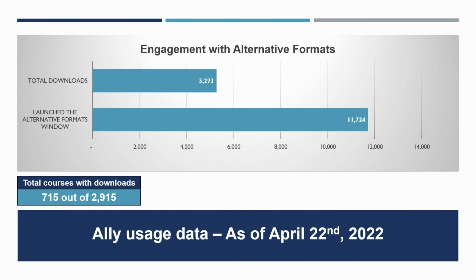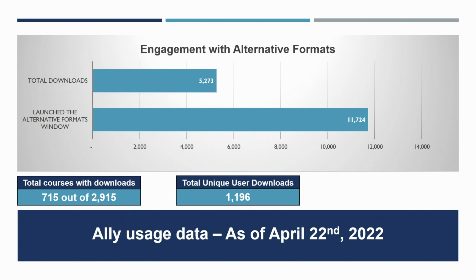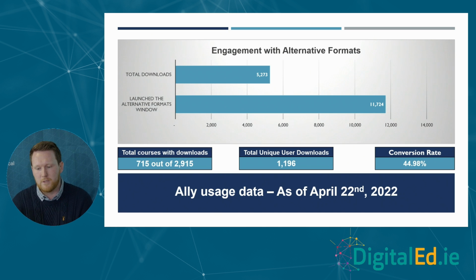So 715 of the courses out of over 2,900 have students who have downloaded an alternative format. That's what that means. The number of unique users, so as in different users, is over 1,100. And just in terms of people launching it and downloading it, those two figures give a conversion rate of 44.98, so roughly 45% really. So between people launching the window and actually physically then going and downloading an alternative format.